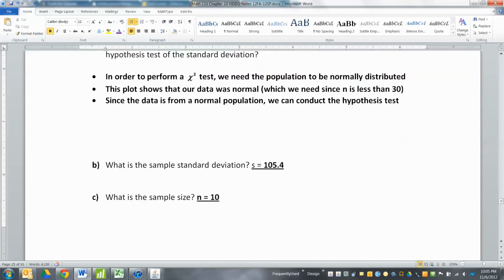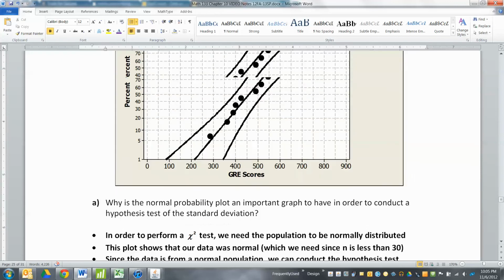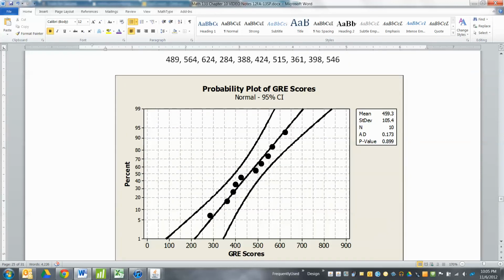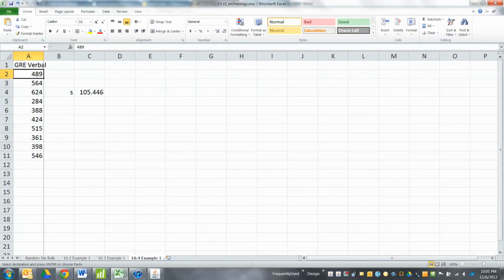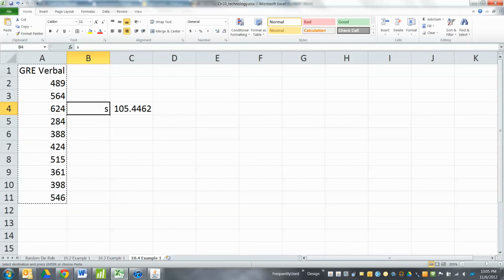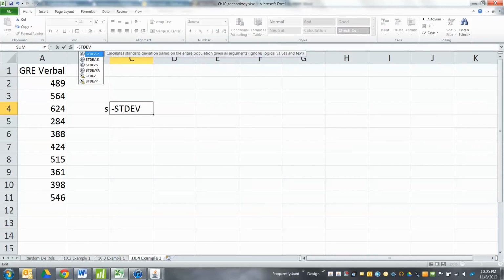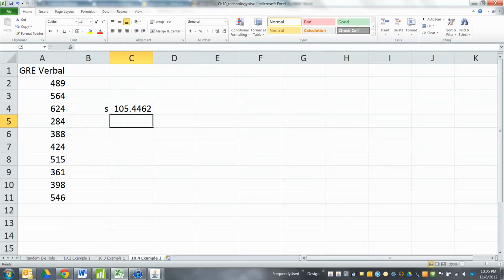All right, now what is the sample standard deviation? Well, if you're tricky, you can notice that it's right up here in the Minitab output, 105.4. Or you can go to Excel and type S over here. I put this 10.4 example 1. I typed up the numbers and then I just labeled it. S is equal to the standard deviation. And again, I have new Excel, so it's stdev.s for me. If you have old Excel, it's just stdev of A2 to A11. There we go. There's our standard deviation. It doesn't really have to be there. I can put it anywhere I want.